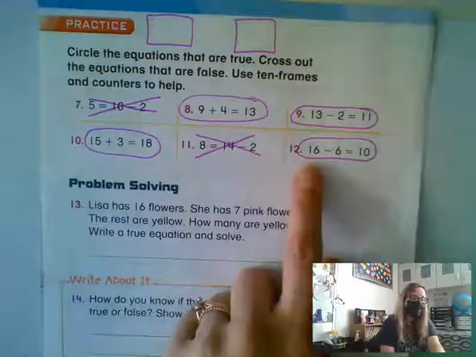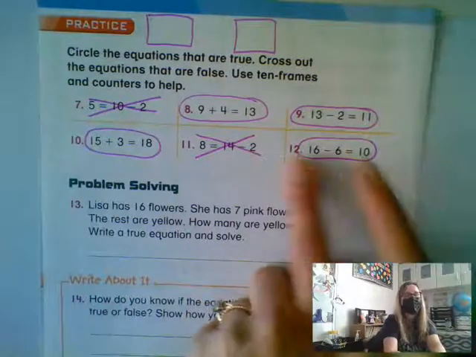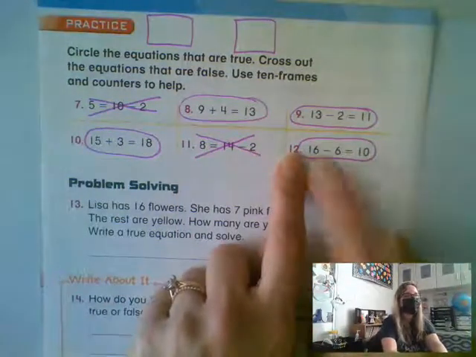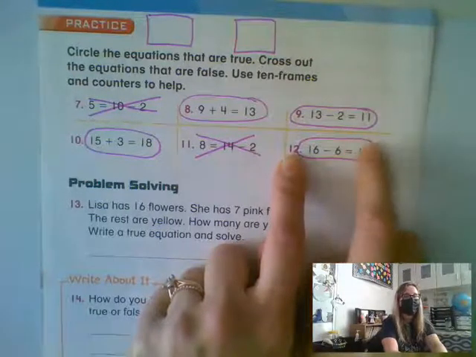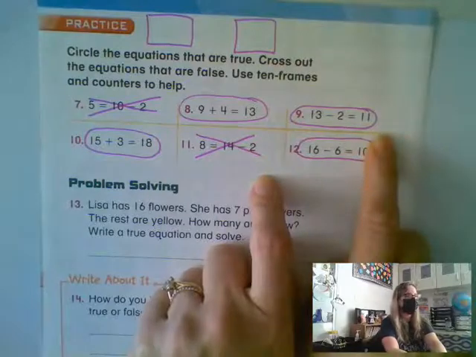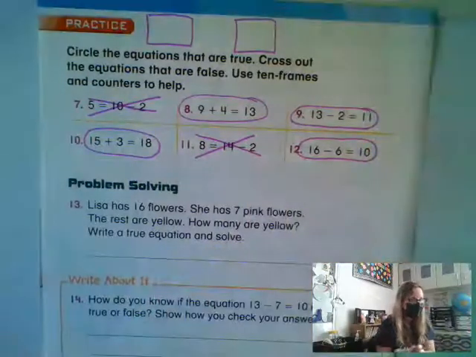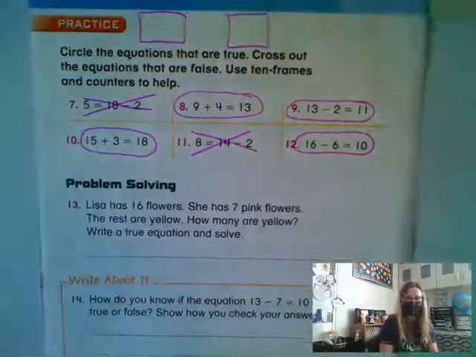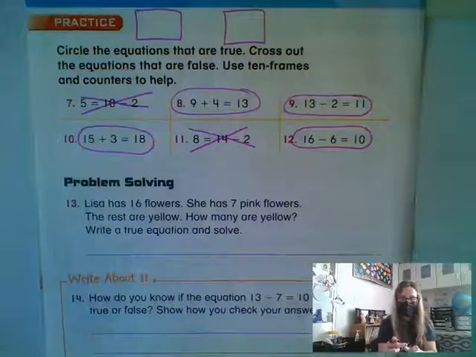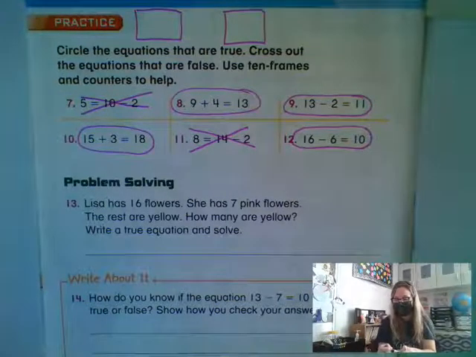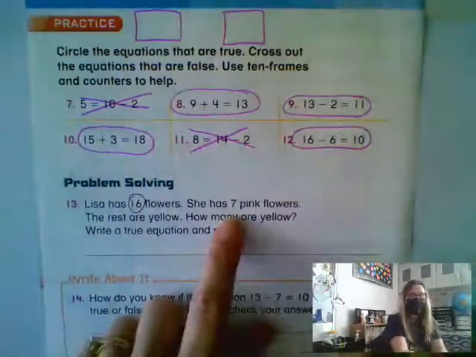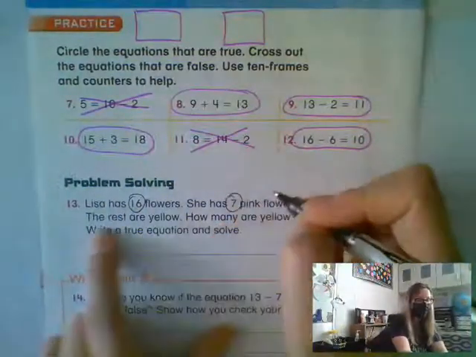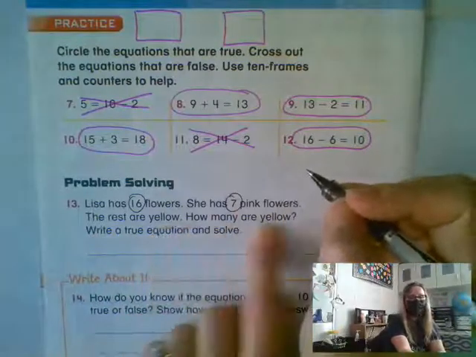And then the last one was 16 take away 6 equals 10. Well, I know that 16 is a 10 and 6 ones. So if I take away 6 ones, I'm just going to be left with my 10. So that one was true. Okay? Let's look now at the problem solving. It says Lisa has 16 flowers. Go ahead and circle 16. It says she has 7 pink and the rest are yellow. So how many are yellow?